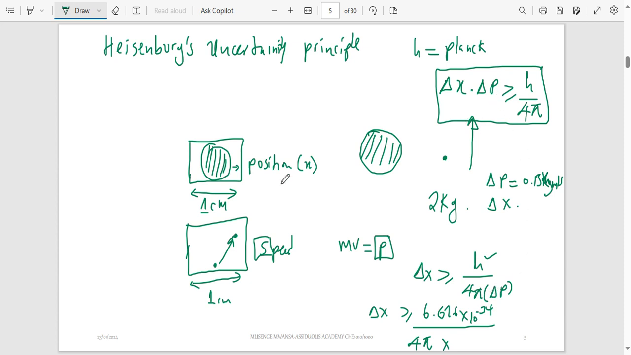Now that delta p, the change in the momentum, is what is there, which is 0.15. So this will give us a number that is greater than or equal to 3.86 times 10 to the power negative 4. The answer will be in meters because this is position. So that is what is known as the Heisenberg's uncertainty principle.